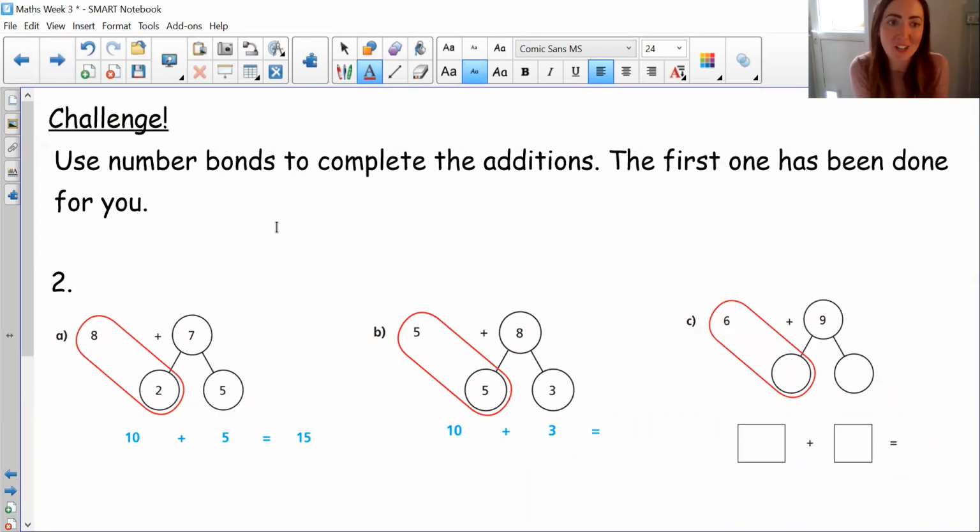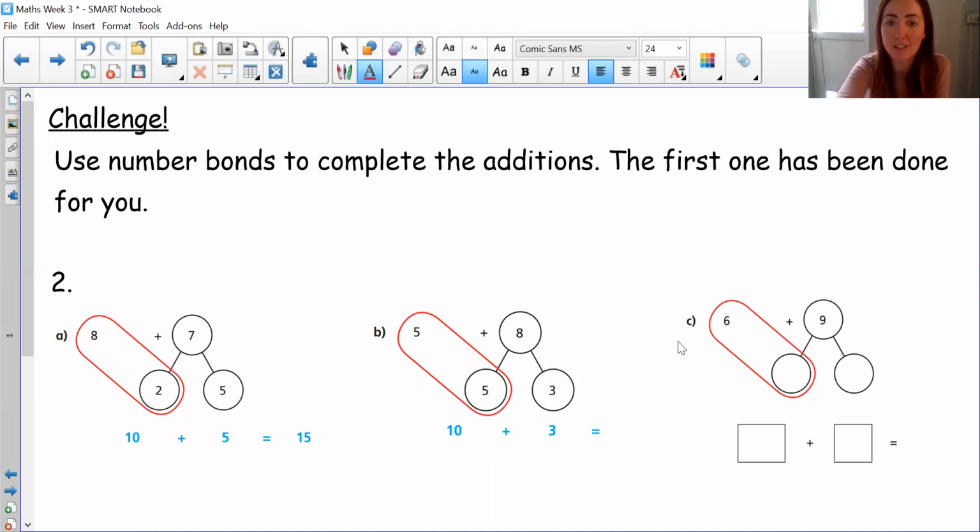So time for your challenge now. So use your number bonds to complete the additions. The first one has been done for you. So you can see here as an example, part A, we've worked out 8 add 7. And just like before, we know that 8 add 2 equals 10. So 10 add, and 7 is made up of 2 and 5. So we know that 8 add 7 is the same or equal to 10 add 5. And we know that 10 add 5 equals 15. Okay, so that one is done for you.